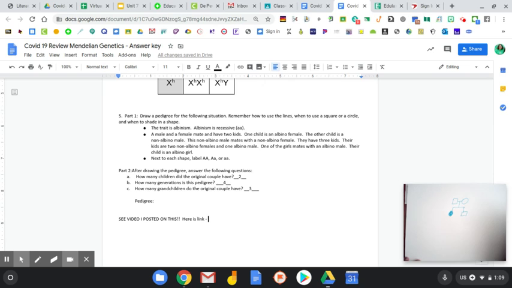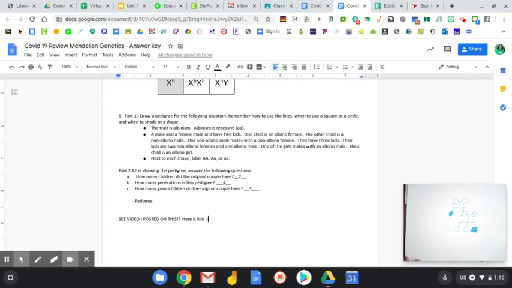Okay, what's next? The non-albino male, so this one right here, mates with a non-albino female. Not shaded for both of them. They have three kids: two non-albino females and one albino male. Again, I'm going to shade him in because he has the studied trait.